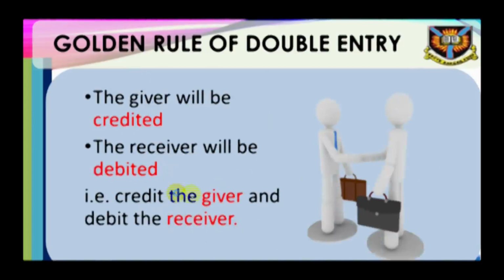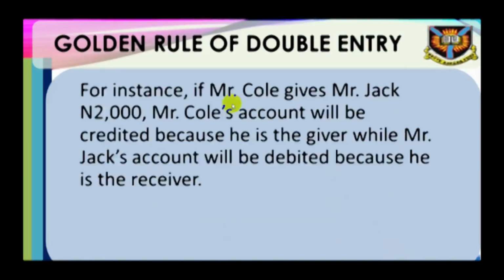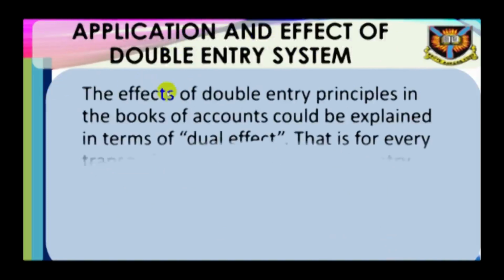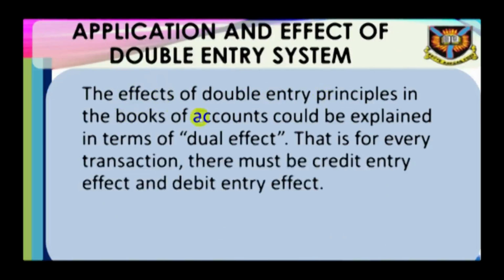For instance, if Mr. Cole gives Mr. Jack 2,000 naira, Mr. Cole's account will be credited because he is the giver, while Mr. Jack's account will be debited because he is the receiver. Application and effect of double entry system. The effects of double entry principles in the books of account could be explained in terms of dual effect. That is, for every transaction, there must be a credit entry effect and a debit entry effect.